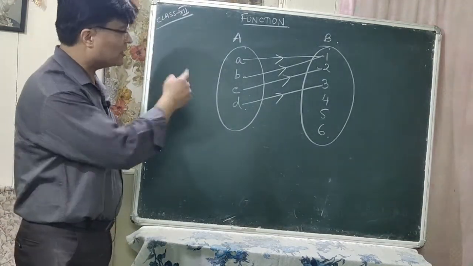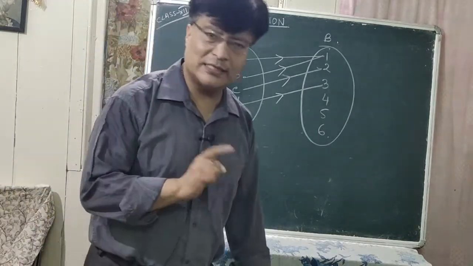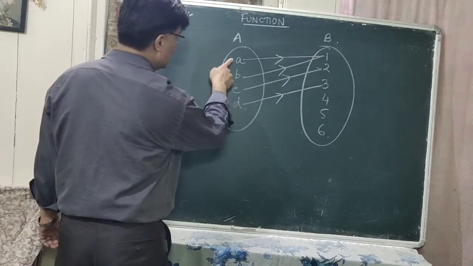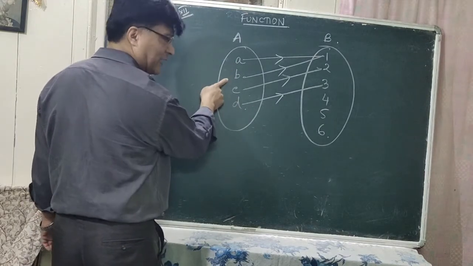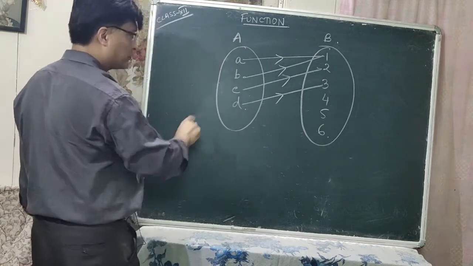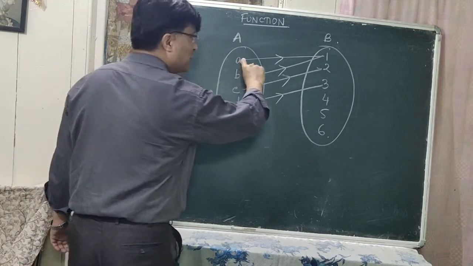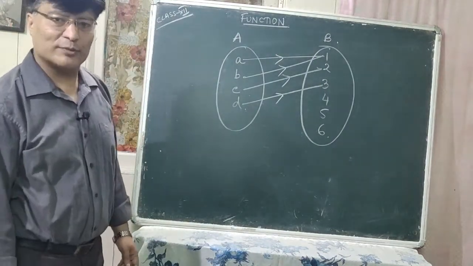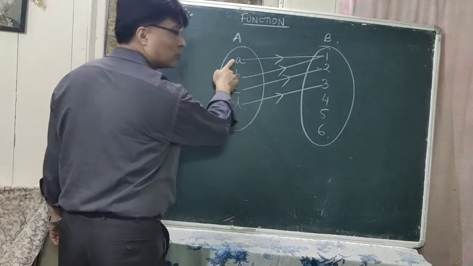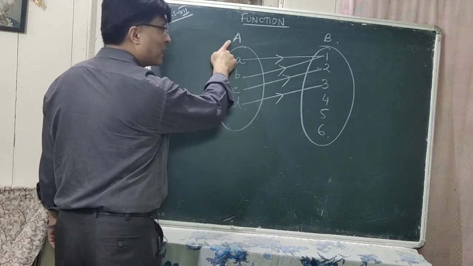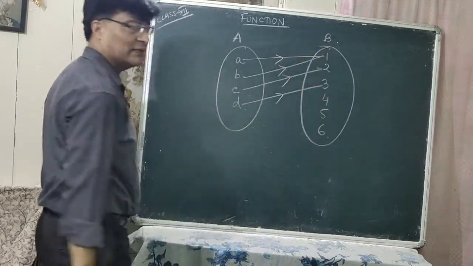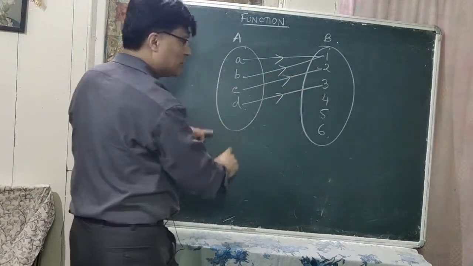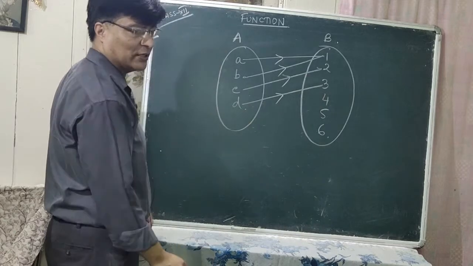So now, is it a function? Is it a function? Here, what is happening is that there are two elements A and B in set A, and they have the same image in set B. This can happen. That is, two elements in set A have the same image in set B. This is also allowed in a function. But C has image 2 and D has image 3.